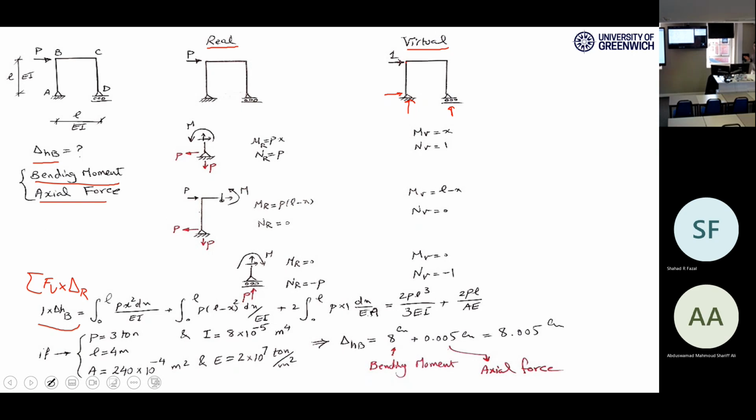Any load on your virtual structure should be multiplied by the real deformation at the same point in the real structure. Just keep this in your mind, because if you have some support settlements, you will see in the following examples, this would get important. In the left-hand side, you will need to change something, okay? So the left-hand side is really the summation of all virtual forces multiplied by real deformations. For now, I have only one, okay?